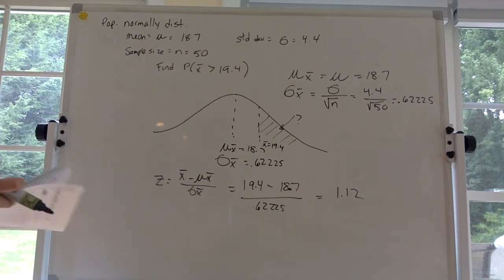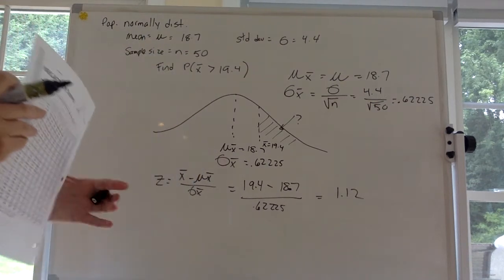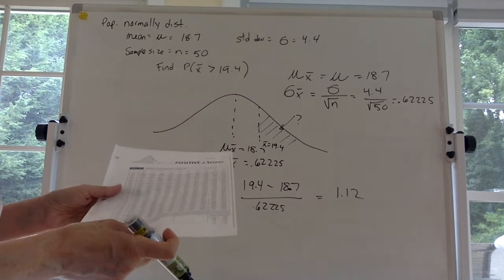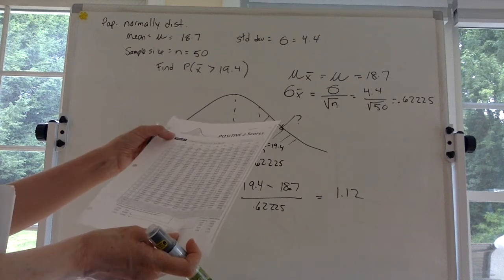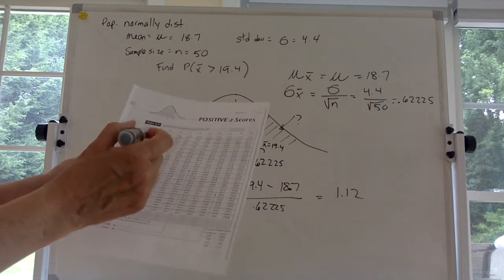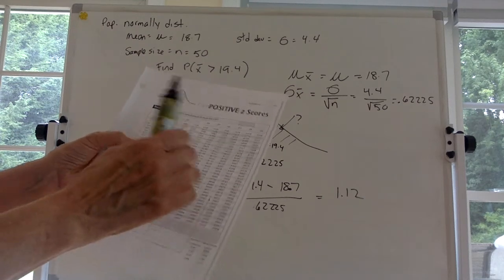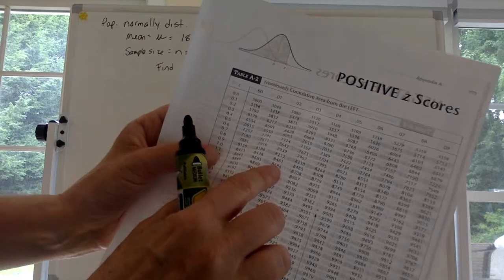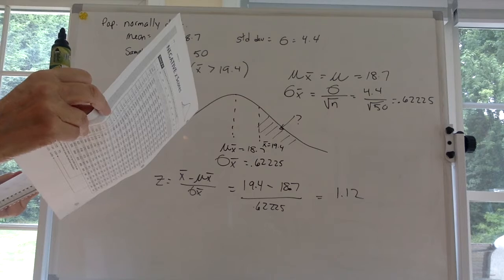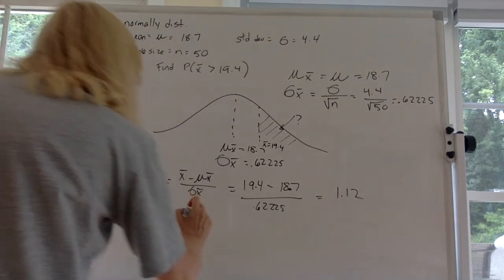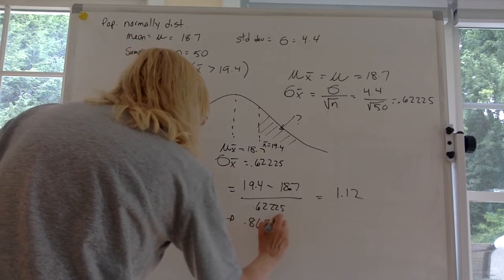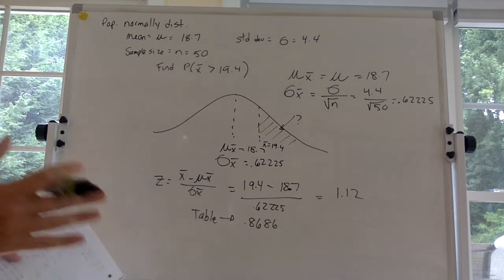Okay, so remember what you do now. At this point, you have to take out that table that I gave you, and you go to the positive z side, and you look up the 1.1 row. So you go down to the 1.1 row, and you go across to the 0.02 column on that row. Hopefully you can see it, I get 0.8686. I want to make sure that's what I got from the table. I got 0.8686.